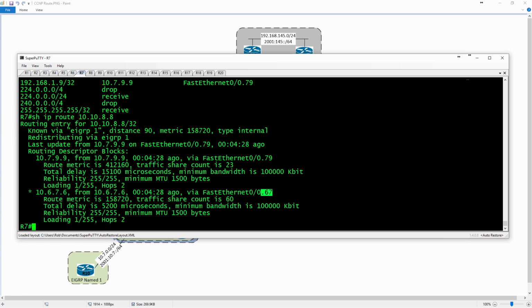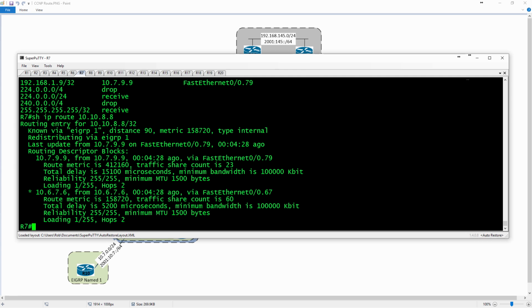Now, because we learned it on two different routes, there's a characteristic here that we need to keep at the back of our minds. One of the things that happened here is because EIGRP uses bandwidth and delay as its two K values to compute its best path selection, we need to take into consideration those values. Now, if you look at the traffic share count of 2 and 3 and 60, we're going to send the majority of our traffic towards R6.